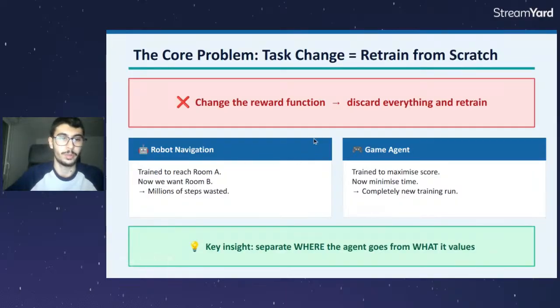All right, so for example, in robot navigation, if we train one robot to go to room A, and now we want it to go to room B, we will need to train it all over again. Same thing for games, etc. So the idea is that we need to train a general agent that is not tied to a specific reward function. So in some way, we need to separate what the agent can do from what that reward function is really specialized in.